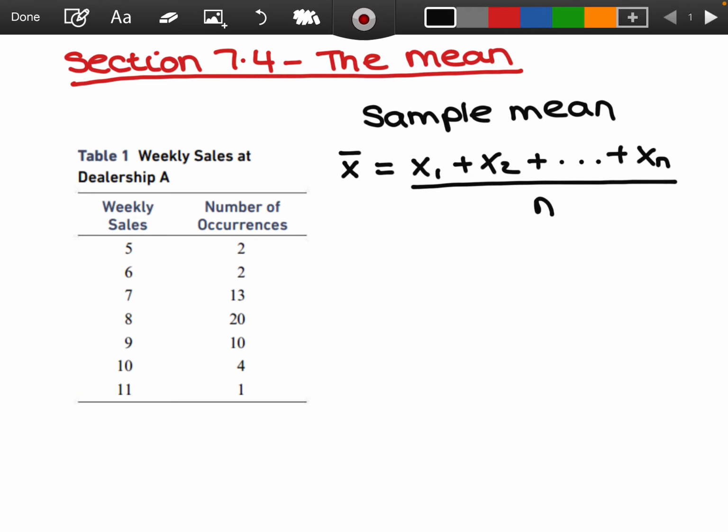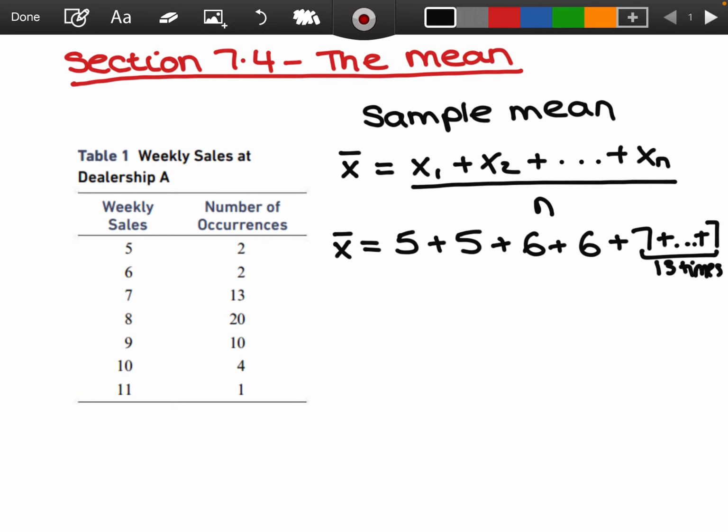So I'm looking for what is the mean amount of weekly sales for this car dealership. Now, we've got this in a frequency table, which I'll talk a bit more about in a second. But when you figure out the sample mean for this problem, you're going to add together all of the weekly sales and then divide it by the number of weeks that there are. So I know that I've got 2 lots of 5 sales a week. I've got 2 lots of 6 sales a week. Then I've got 13 weeks where I had 7 sales. So I'm going to have to add together 7 13 times. And I'm going to keep going with this.